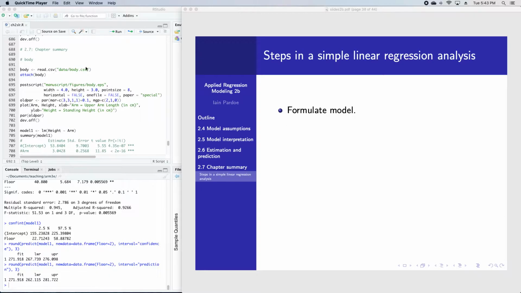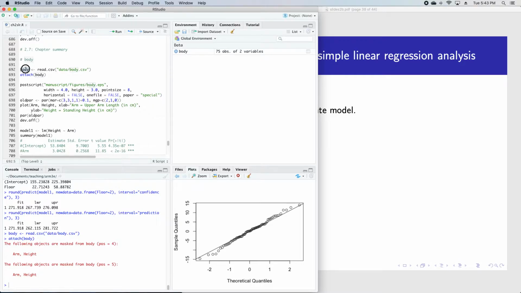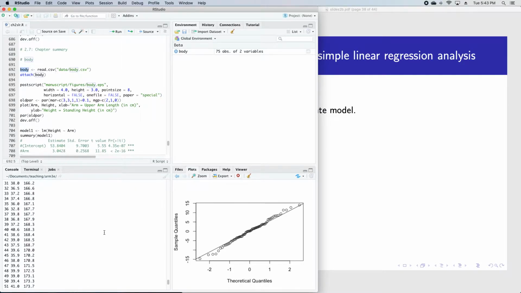look at my data. So let's see, here's my data set. And here's my data. And I've got arm measurements, which are the upper arm length measured in centimeters. And this is a data set of 75 individuals. And then I've got height, which is the standing height, also in centimeters for those same 75 individuals. And I'm going to try and model a linear relationship between these two variables.